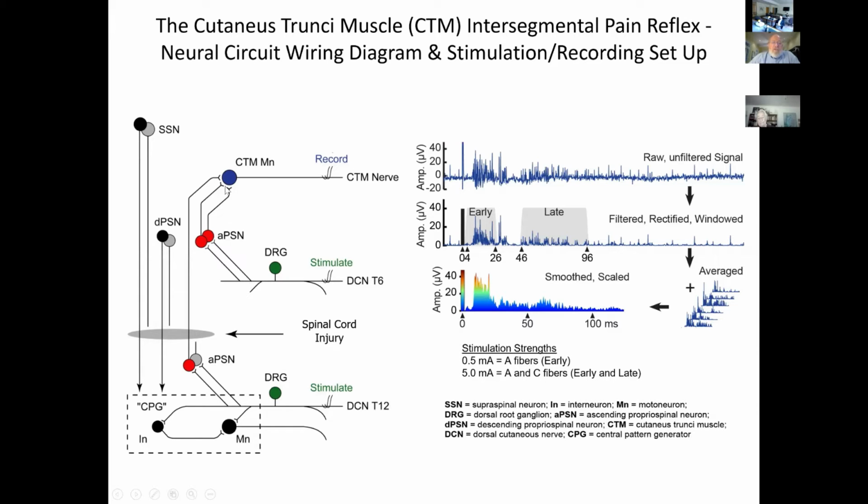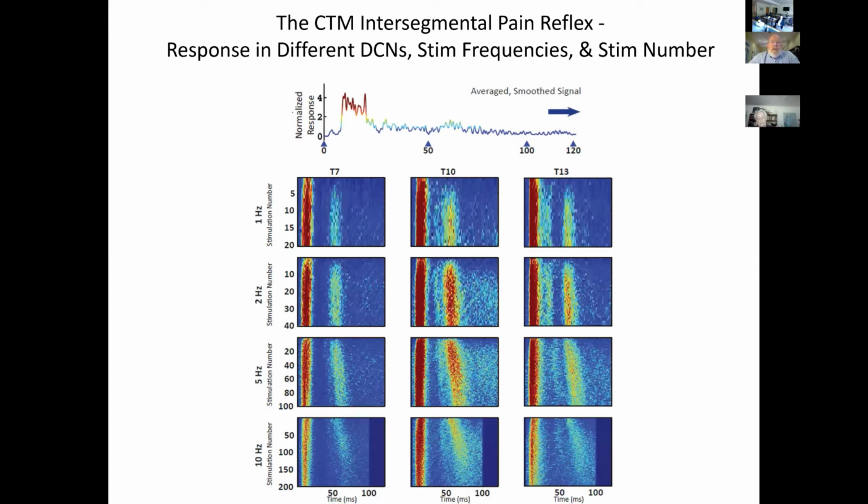We initially assumed that this would be unchanged within animal control, and it turns out we were wrong. So if we stimulate at 1 hertz for 20 stimuli, 2 hertz for 40, 5 hertz for 100, or 10 hertz for 200 stimuli, and sequentially add up these neurograms, what you can see is, depending on the level, whether we're studying things at T7, T10, or T13 input, we get a spectrum.